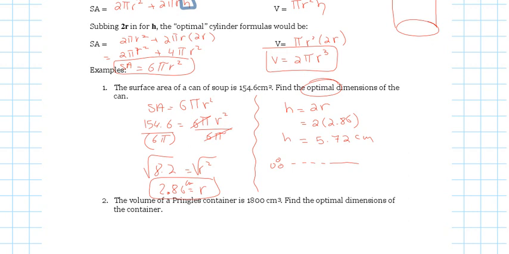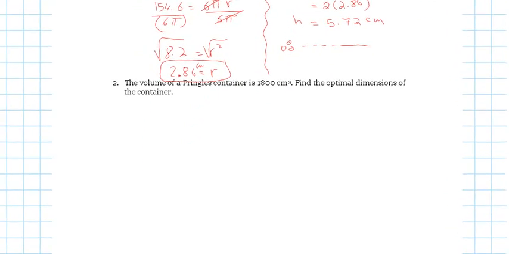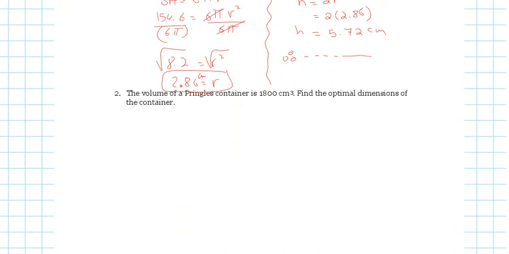You guys all know what a Pringles container is. I love how the questions assume that everyone knows what things are, right? So in this case, we have to write the optimal dimensions of the radius and the height. You say that the optimal dimensions of this can are a radius of this and a height of that. So a radius of 2.86 and a height of 5.72 centimeters. Include your units, guys.